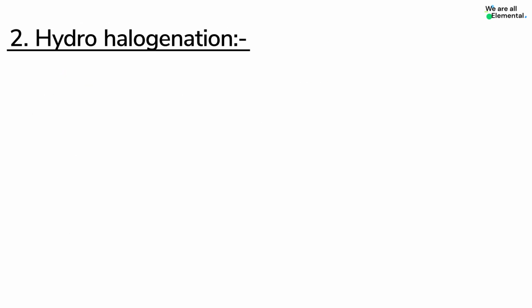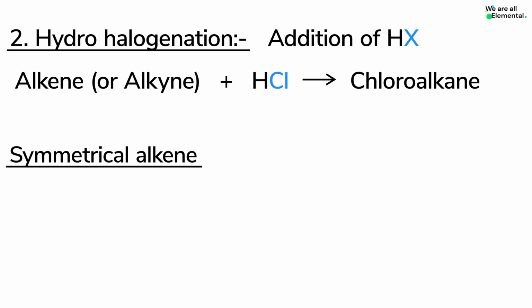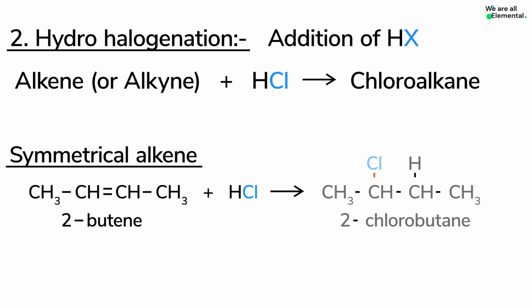Another type of addition reaction is hydrohalogenation, that is the addition of hydrogen halide. For example, hydrochloric acid. So when hydrochloric acid is added to an alkene or an alkyne, the final product is a chloroalkane. There are 2 possibilities here. If it is a symmetrical alkene, that is, the double bond is in the center of the molecule, then only one product is formed. For example, if hydrochloric acid is added to 2-butene, then the final product would be 2-chlorobutane, and that's the only product formed.